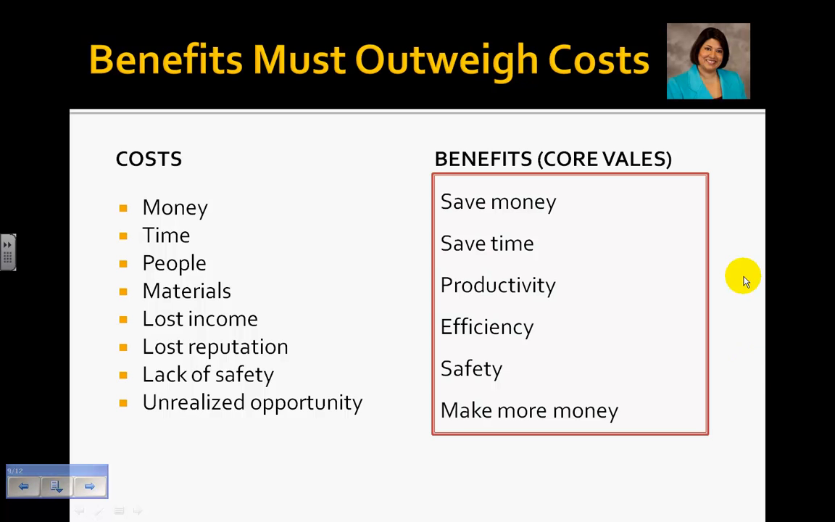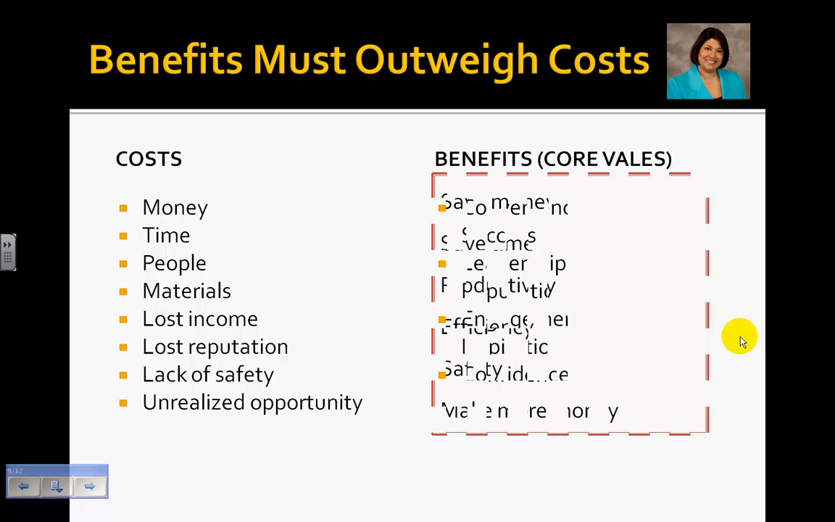Now, benefits. You might think, well, it's the flip side, right? If you're wasting money, you're saving money. If you're wasting time, you're saving time. You're increasing productivity, efficiency, safety, or you're making more money than you had before. These kinds of benefits are based on what are called formal values, or the obvious kinds of benefits from the proposal. They are motivating, but not nearly as motivating as those benefits based on core values.